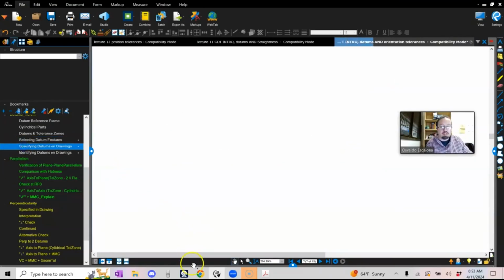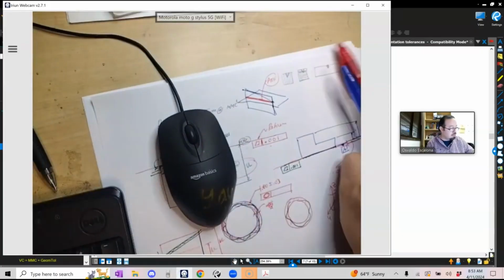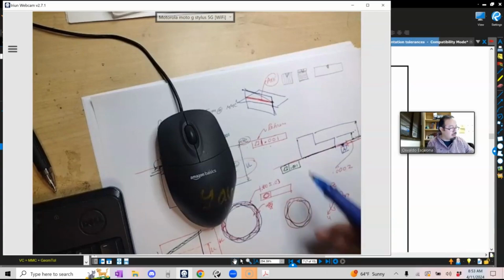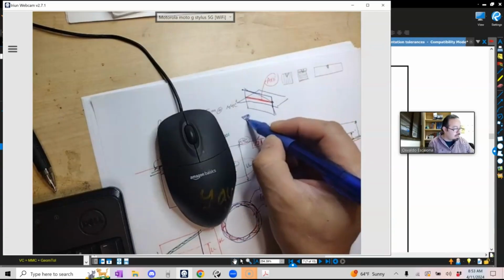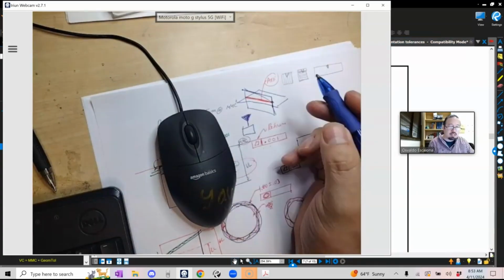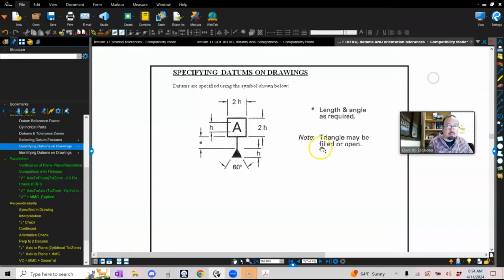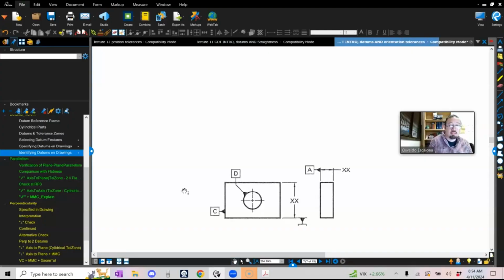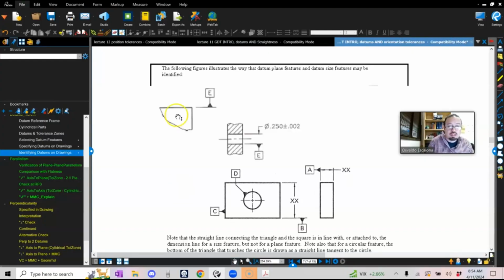Specifying datums on the drawing. The way you put the datum is just like I showed you before. You will put a little black triangle, and then make a box, and then you name it. Datum A, datum B, datum C. This is how you will draw the datum. You guys are going to draw it, and if you want to put it on the drawing, you will most likely use Inventor, and it will look something like this, right?